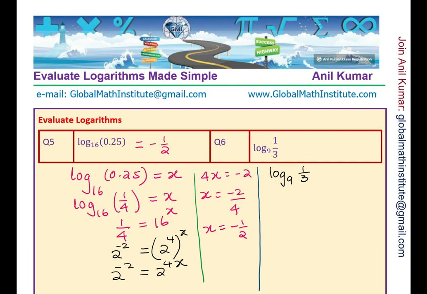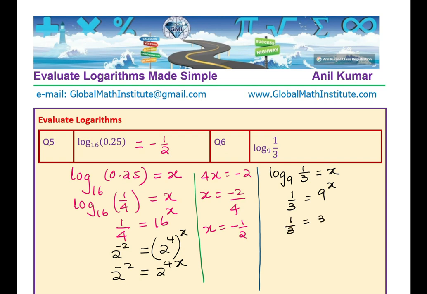I would like you to actually pause the video and do it yourself. So we have here 1 over 3 equals 9 to the power of x. 9 is 3 square, right? To the power of x, correct? So on the left side, we have 3 to the power of minus 1. On the right side, we got 3 to the power of 2x.